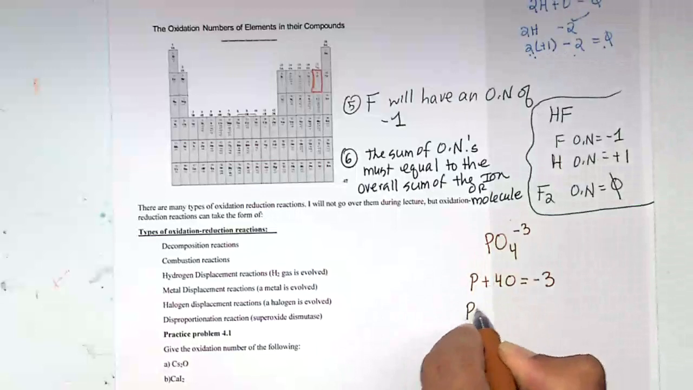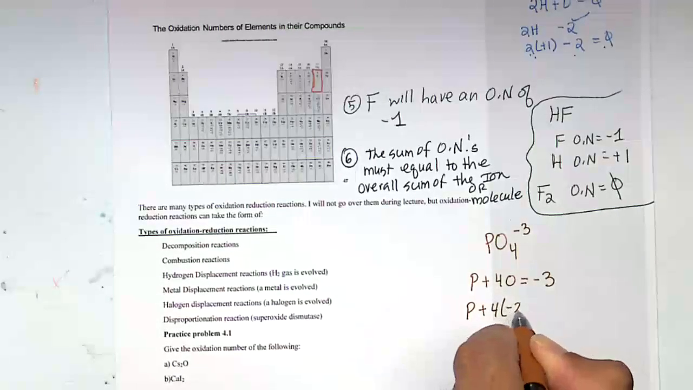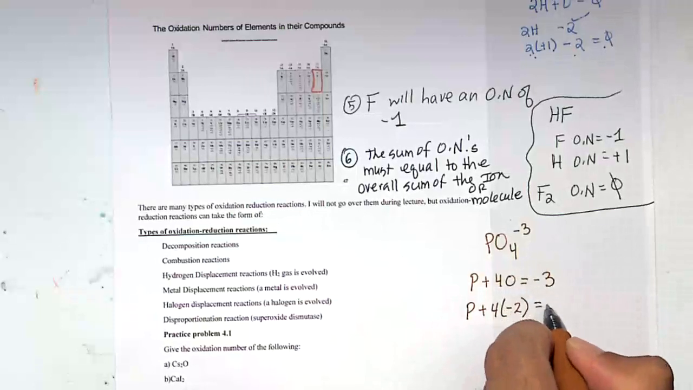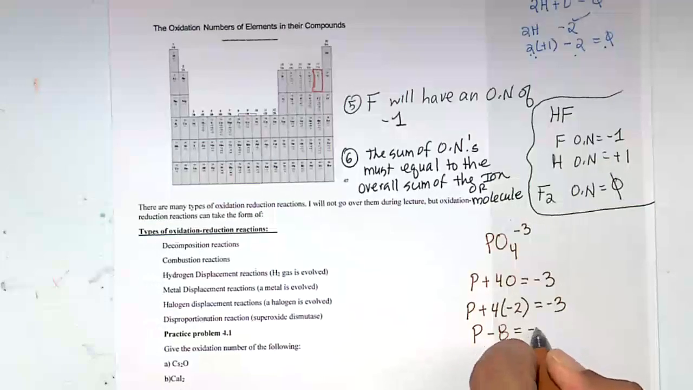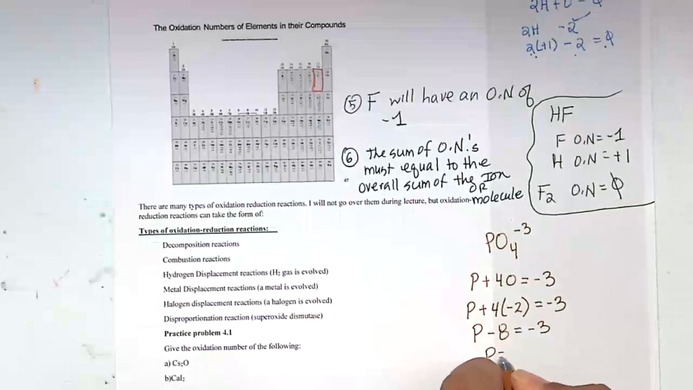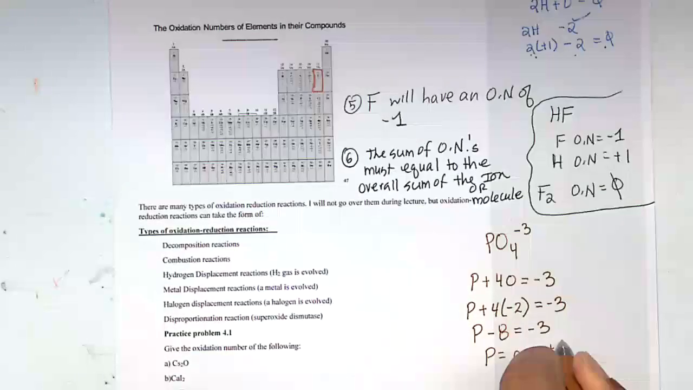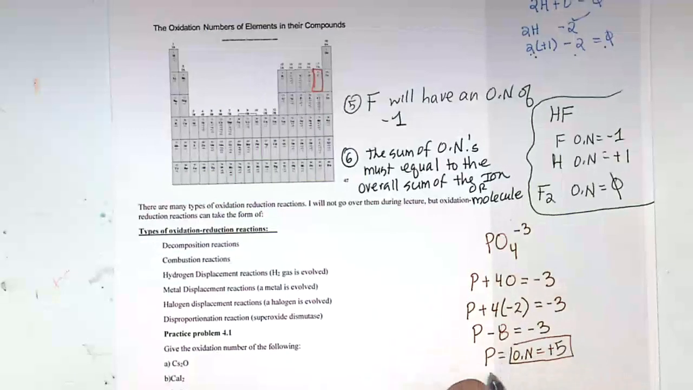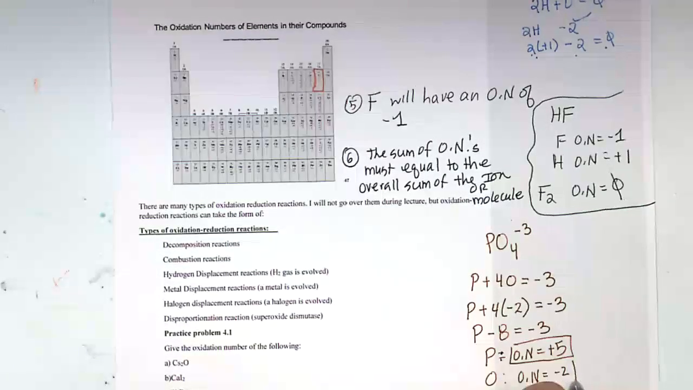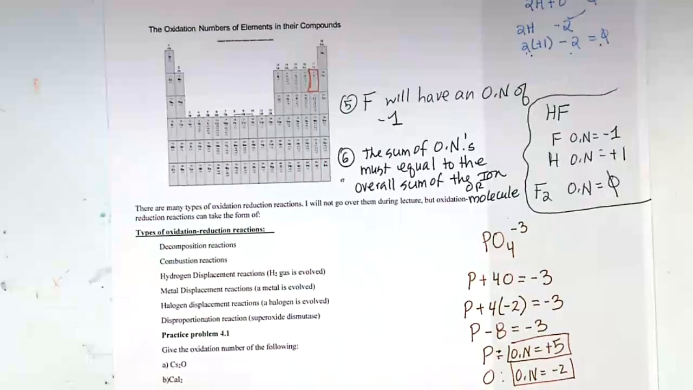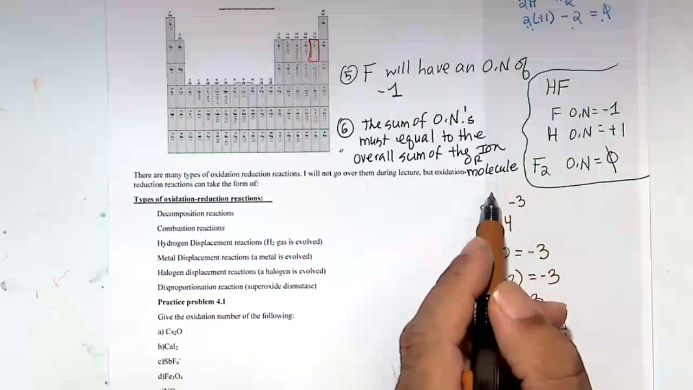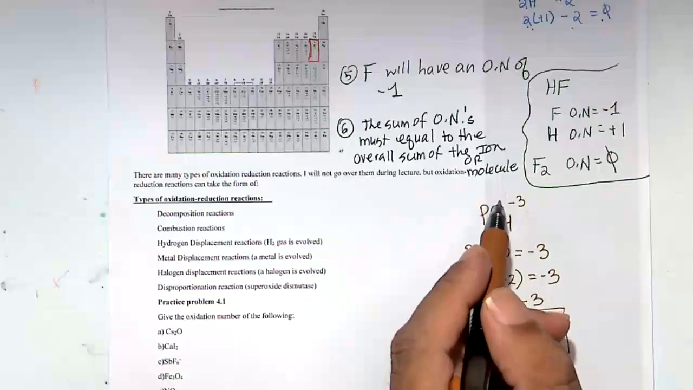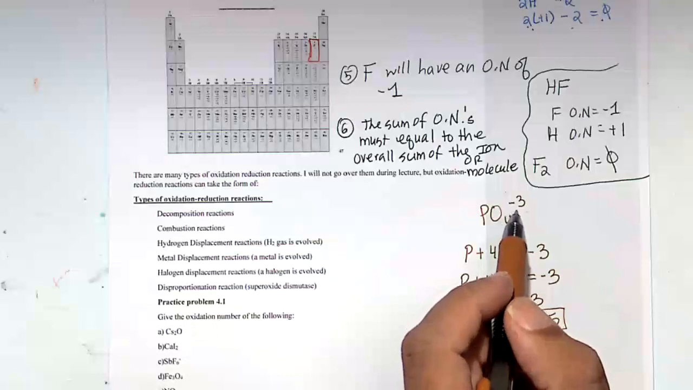Of this phosphorus and oxygen, we know oxygen 99% of the time will be -2. So that whole thing must equal -3. So P minus 8 is equal to -3. Here, P has an oxidation number of +5. And oxygen 99% of the time will have an oxidation number of -2. That's just one of the rules. So that's what it means. It has to equal the overall charge. If the charge is 0, it has to equal 0. If the charge is -3, it has to equal -3.